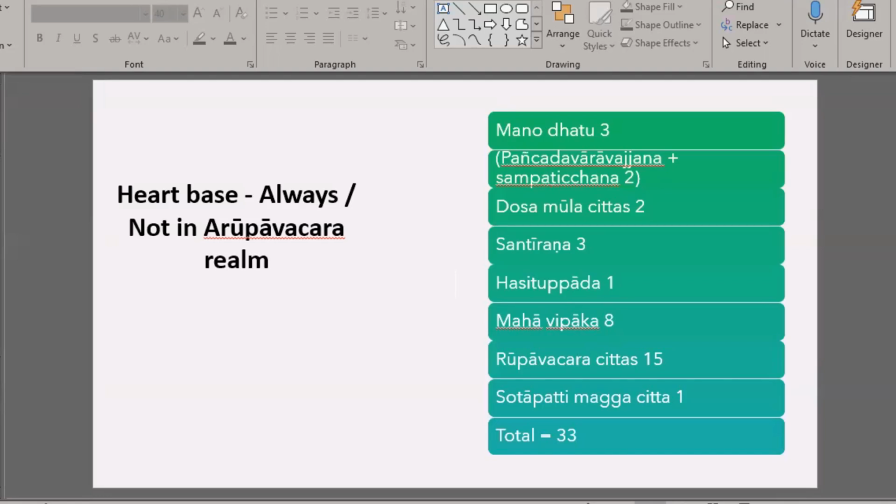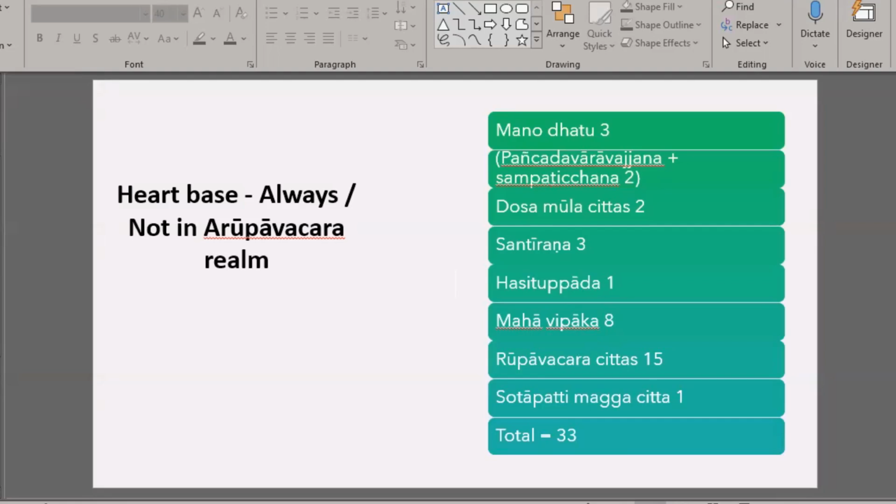Therefore, Dosamula Chittas arise in the Kama realm, not in the Rupa realm, not in the Arupavachara realm. Therefore, when Dosamula Chitta arises, they always depend on heart base. Then we know Santirana and Hasituppada. Hasituppada means smiling consciousness, because we need a body to make a smile, so it doesn't arise in Arupavachara.